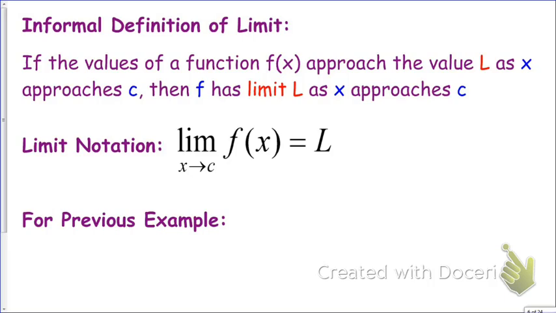Here's our informal definition of limit. It states if the values of a function, f of x, approach the value L as x approaches c, then f has limit L as x approaches c. Basically, what this is saying is if we're approaching an x value from both the left and the right, what is the function value or the y value as we get closer and closer to that x?